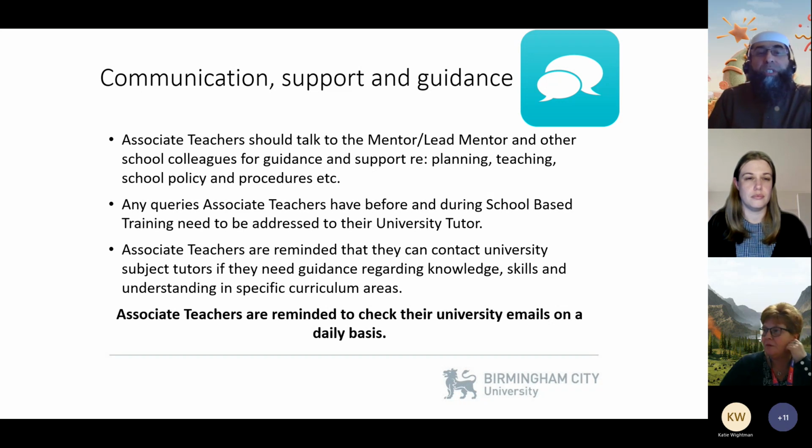And any queries that associate teachers have before or during the school placement, block placement, are addressed by the university tutor. And the name of the university tutor this year will be informed to them by next Monday or Tuesday, I think, isn't it, Laura? Yeah, and university tutors will get in touch with you to introduce themselves. If you then have any further questions about any documentation, they will be the person to contact, but you have got our contact details as well, should you need them.